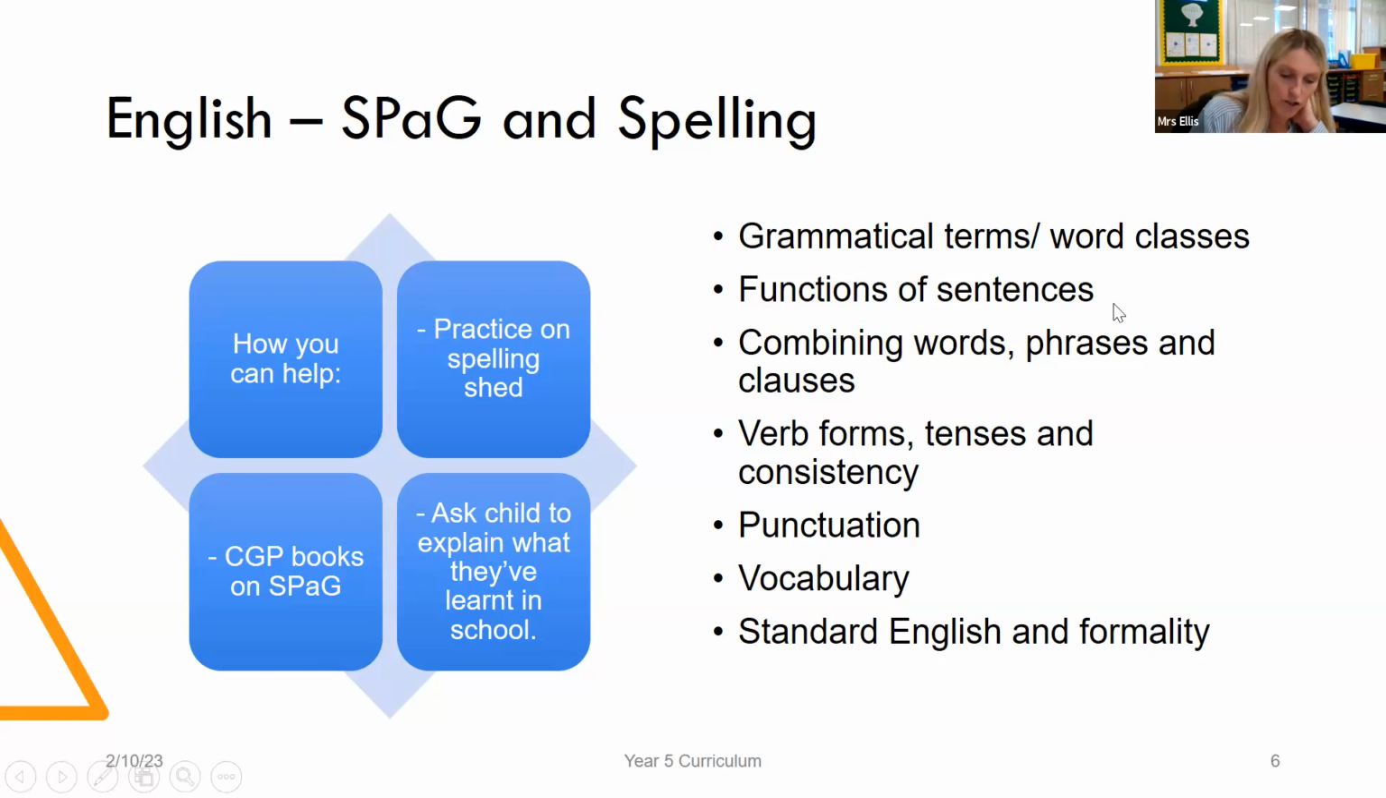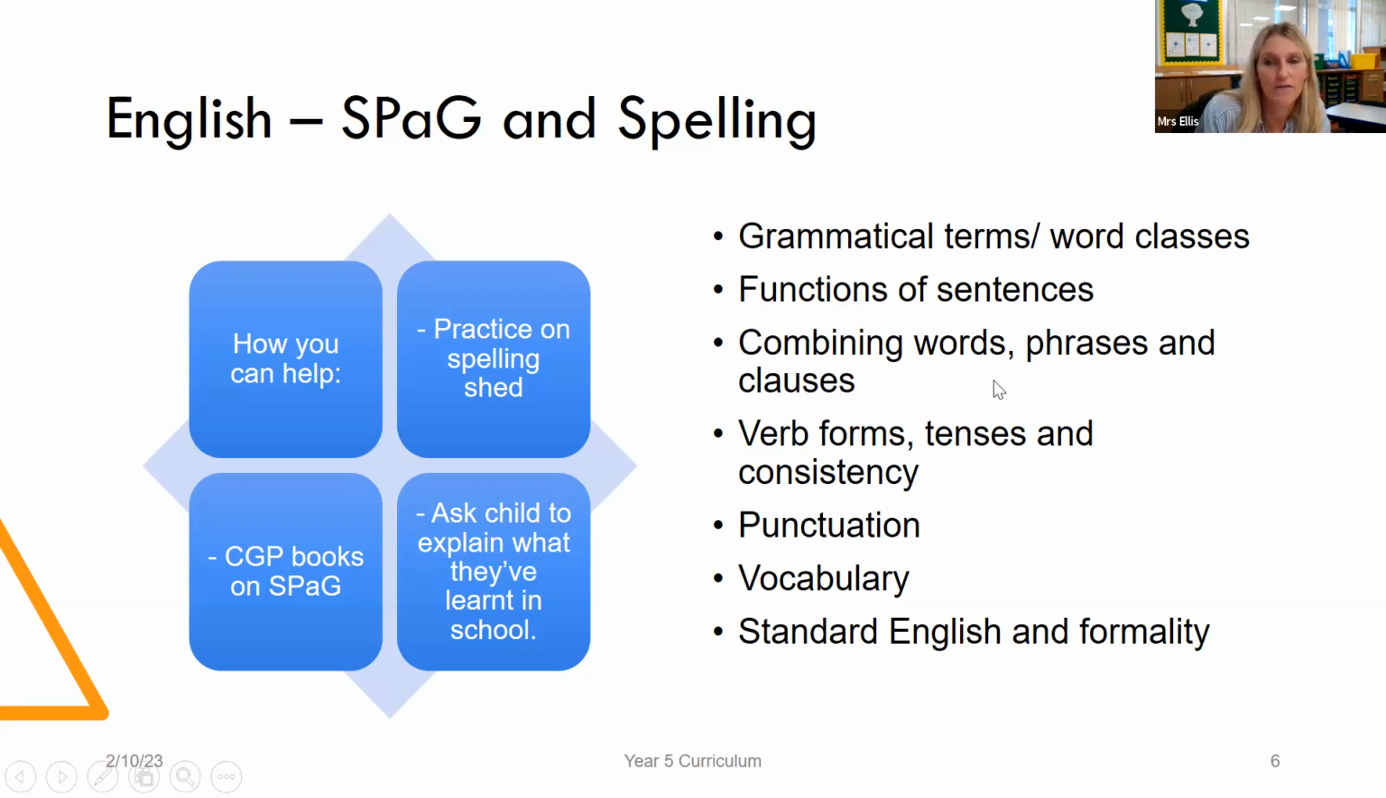We look at functions of sentences. So those are commands, where a sentence is asking you to stand up, or a function of a sentence could be a question, so we get them to identify questions. It could be an exclamation, like, what a busy day I've had. It could be a statement, which is your basic, classic sentence. We identify different parts of sentences.